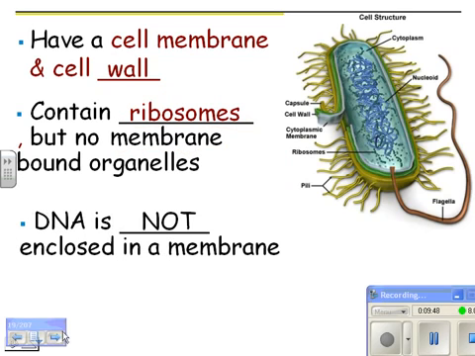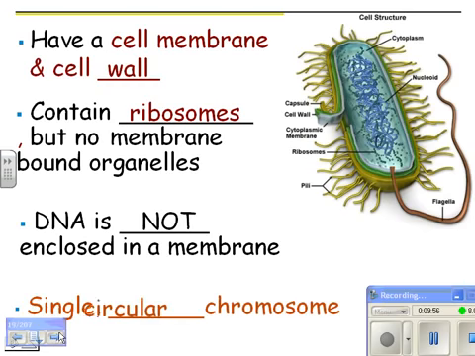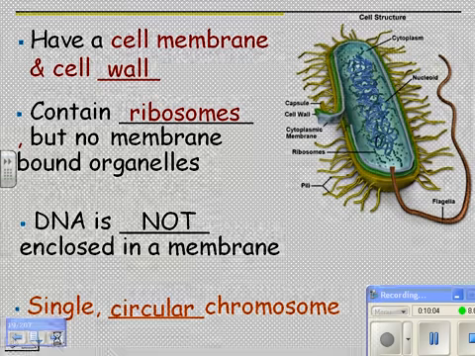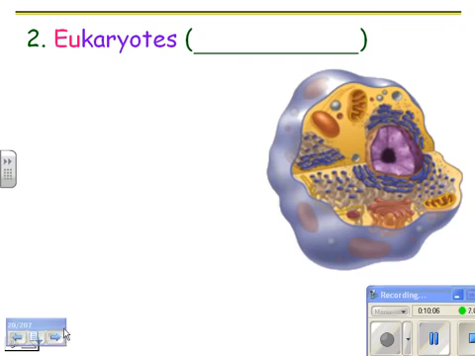DNA is not enclosed in a membrane, just sitting out there, so it's not protected like your DNA is. And it has a single circular chromosome. So your chromosomes have a start and an end. Bacterial chromosomes are a circle. Okay, eukaryotes, that's you. So that's one way to remember it.